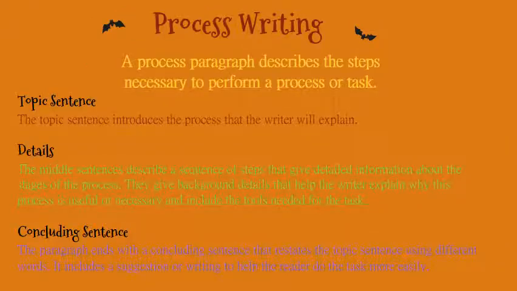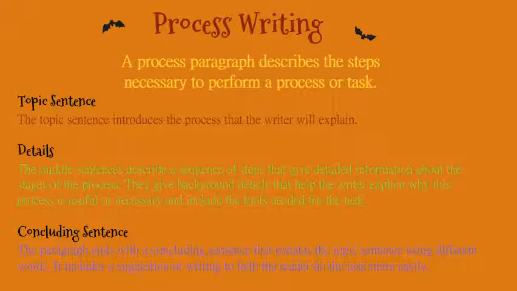Now let's revise the process paragraph or the process writing. How do we produce a process paragraph? First of all, what is a process paragraph? A process paragraph describes the steps necessary to perform a process or task. So I have a certain process or a task or a job I have to do. I have to follow steps to do it. So I have to write a process paragraph. Also, for sure, the paragraph includes topic sentence, details, and concluding sentence. But in the process paragraph, the topic sentence introduces the process that the writer will explain.